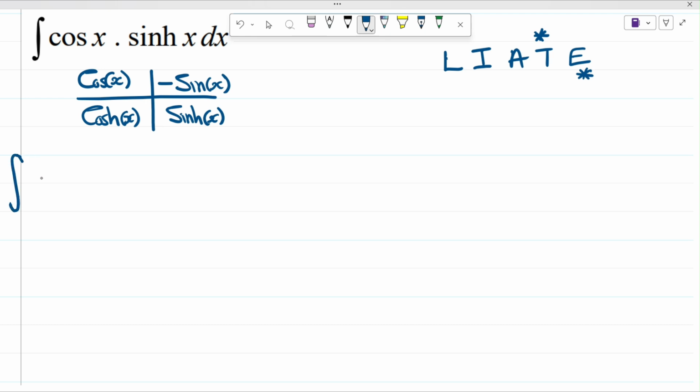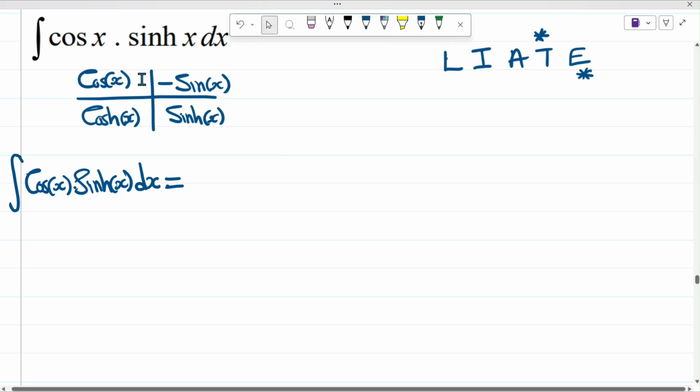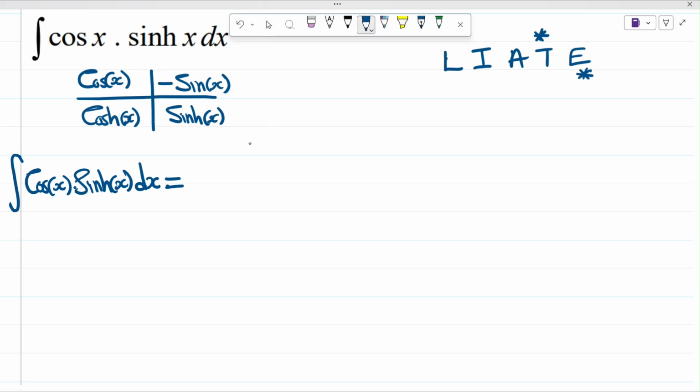So we first copy the equation the way it was given to us. So this is going to be cos of x multiplied by hyperbolic sine of x, dx, of course, we shouldn't forget it. And then we equate it to what? Now we apply our integration by parts. So it's going to be this multiplied by this. So there's going to be cos of x multiplied by hyperbolic cos of x.